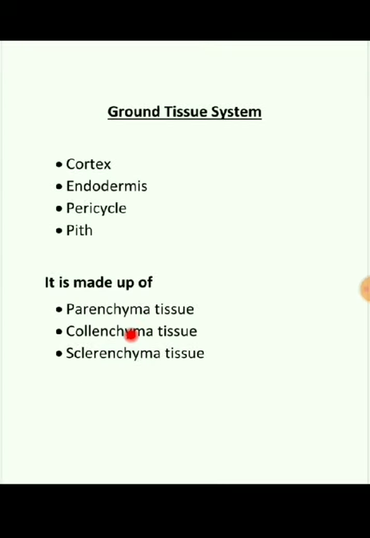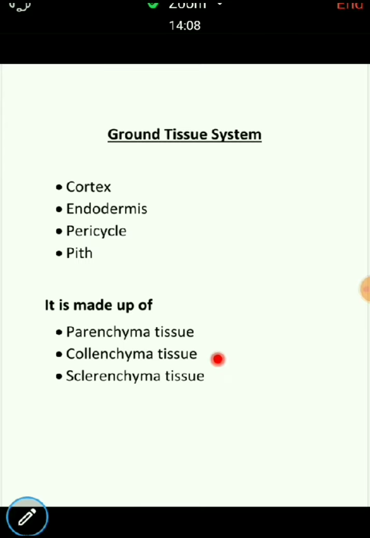Next we will see about the ground tissue system. The ground tissue system includes cortex, endodermis, pericycle and pith. Already we have seen that this ground tissue system is found in between the dermal or epidermal tissue system and the vascular tissue system. So it includes these four parts, that is cortex, endodermis, pericycle and pith. This ground tissue system is made up of three types of tissues, that is parenchyma, collenchyma and sclerenchyma tissues.